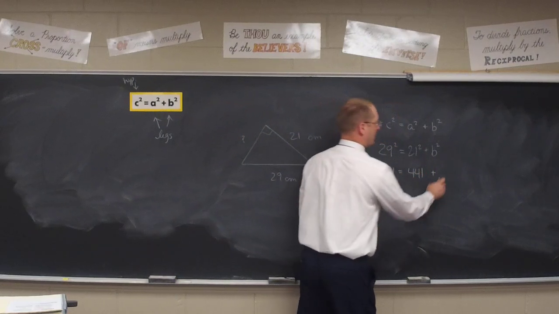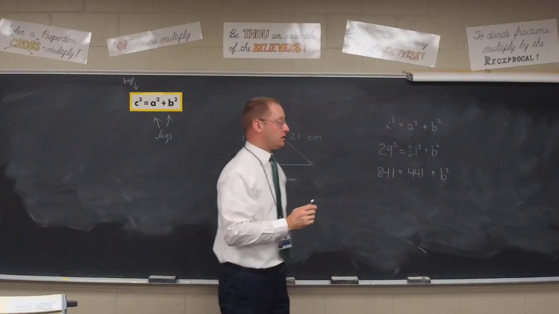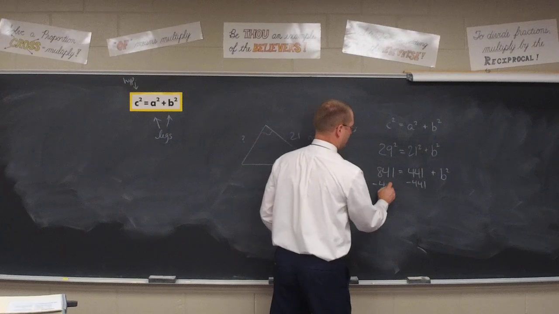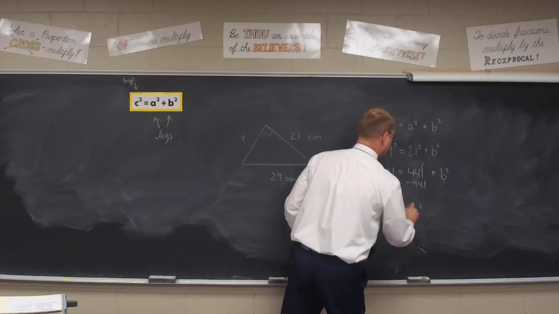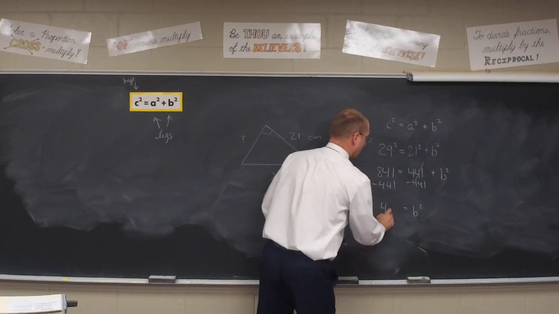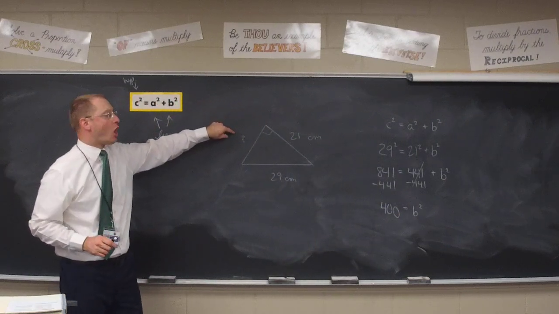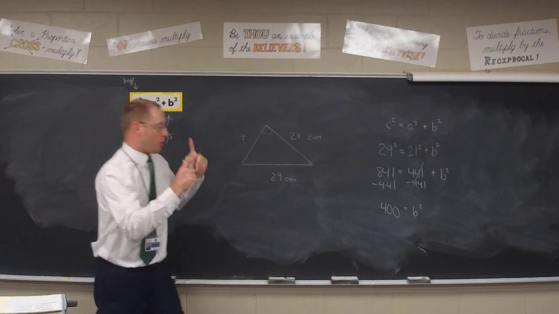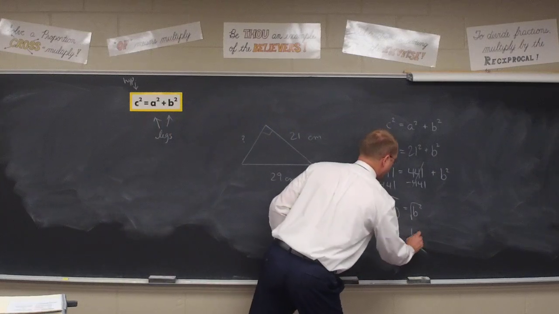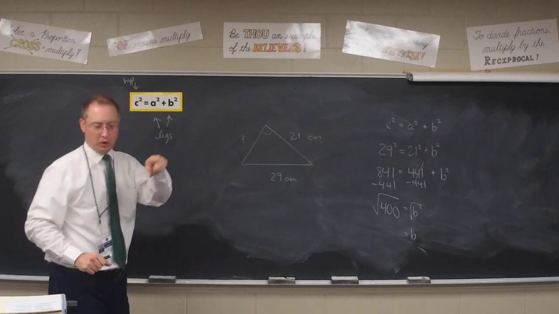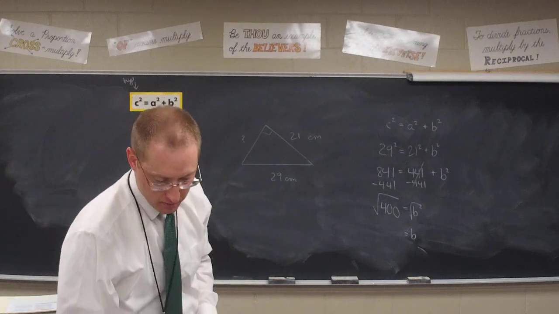Plus B squared. All right, now what, Kirsten? We have to subtract the 441 from both sides. There we go. And when I do, I'm going to get B squared equals 400. Class, does that mean that this missing side is 400 centimeters? No. What did I forget to do? Square root. Don't forget that square root, Corey. You should get that the missing side is 20 centimeters.